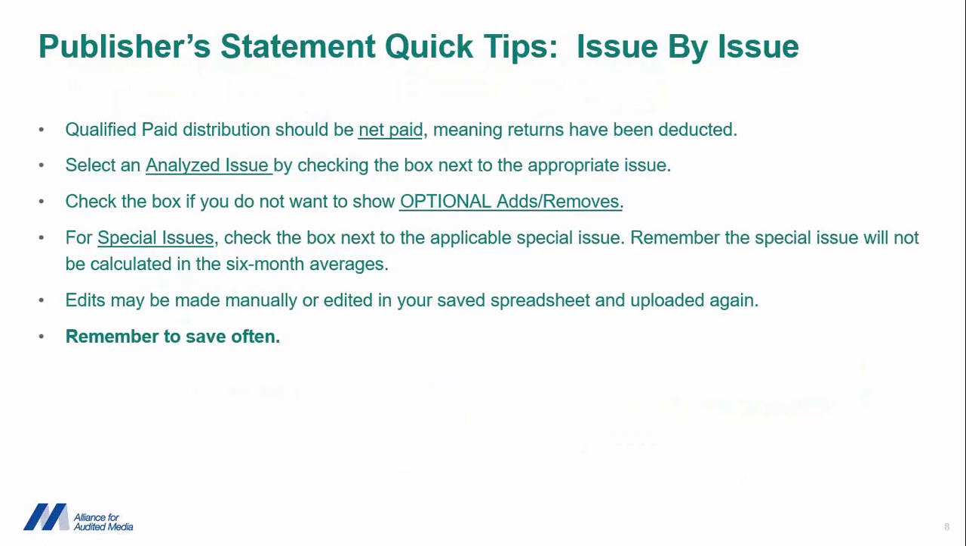Also, in the issue by issue section, we're going to select an analyzed issue. The analyzed issue is an issue you're going to break down further in the publisher statement by your business occupational analysis, your age of source, mailing address, and your geographical analysis. It's up to you to decide what issue you would like to choose for an analyzed issue, but it has to be within the statement period. So for your December, you can choose anywhere from your July issue through December.